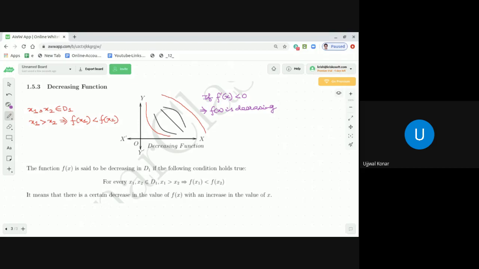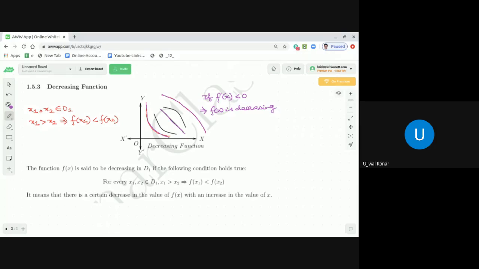So decreasing function means there is a certain decrease in the value of f(x) with an increase in the value of x. That's what we are seeing. x is increasing in the entire path. If you see, x is increasing, but f(x) is decreasing. Here also, x is increasing, but f(x) is decreasing. In this one also, the straight line coming down, x is increasing, but f(x) is decreasing. All these are decreasing functions, dear students.